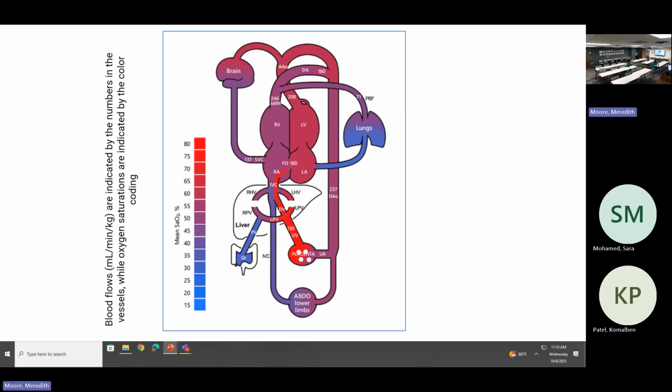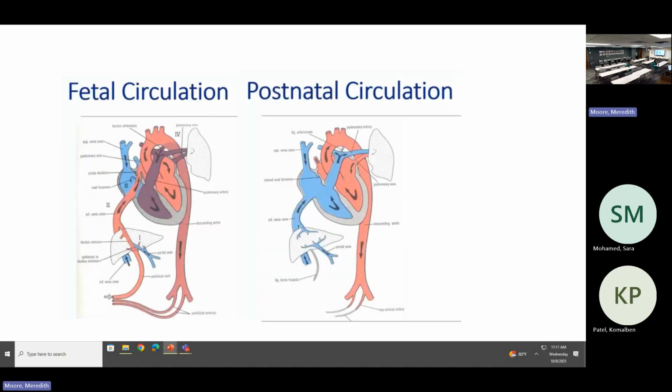Another animation, and you guys know it already, but just to walk you through, keep looking at the white dots. These are oxygen, and see how the oxygen goes. And you guys know already that in the fetus, the circulation is different than in the newborn. How do we know that? This is the comparison. You see how things change after birth? You guys have seen this picture many times, but just to show you.